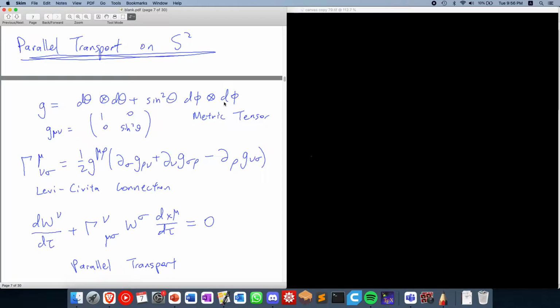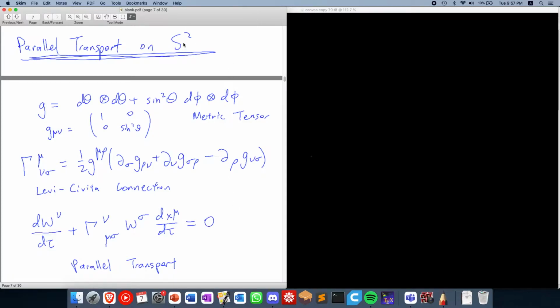We'll be doing it on the two-sphere using this metric. I assume that you're already familiar with a metric tensor, which gives you a notion of length, as well as the Levi-Civita connection, which is given by this formula, also known as Christoffel symbols, that can be derived from this metric. And I assume that you have seen at least one derivation of the parallel transport equation, and in this case we'll just be applying this equation to parallel transport a vector on a sphere.